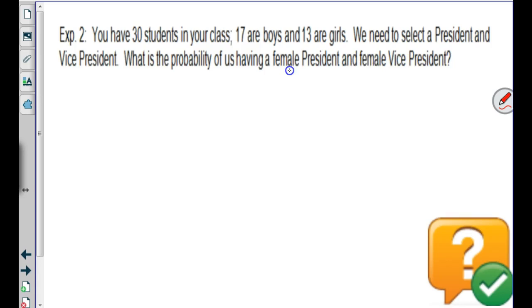So the first time we go to pick for a president, it doesn't matter which we do first. There are 13 girls to pick from out of a total of 30 students. But if we did successfully pick a girl the first time, what is the chance that we go back and pick another girl if it's totally random? Out of 29, because you can't be both.